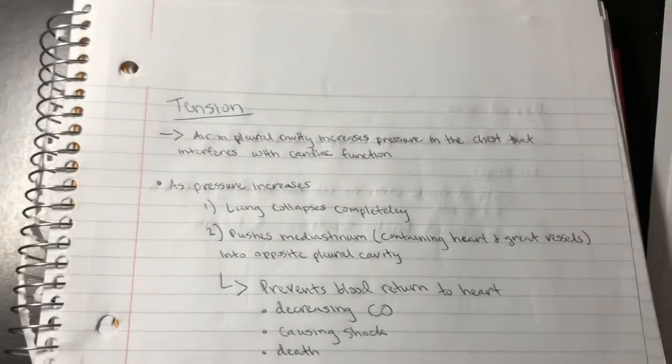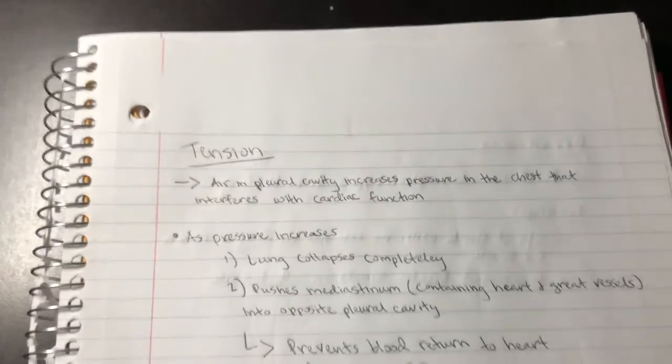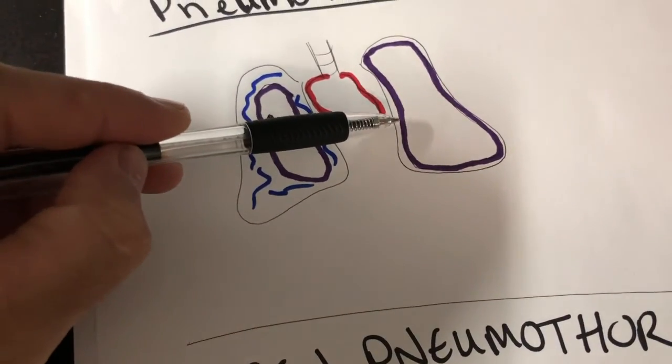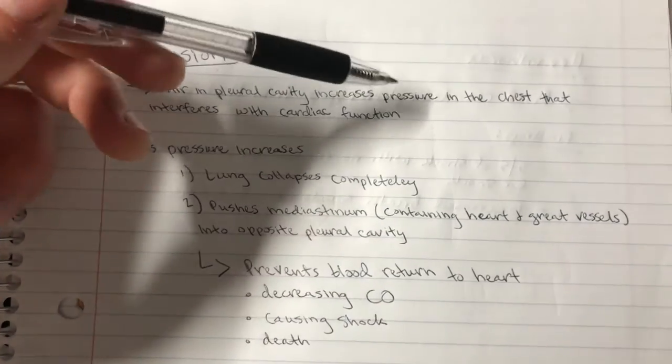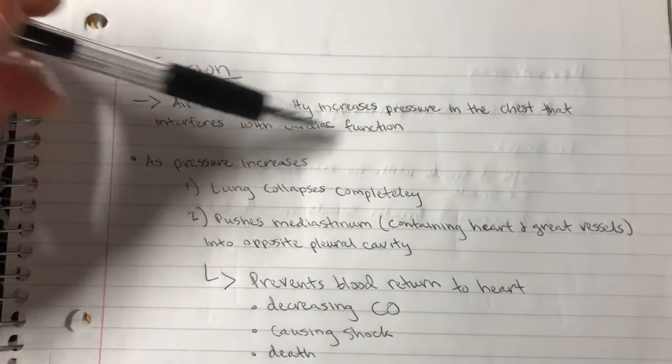Next, tension pneumothorax. That is when there's air in the pleural cavity. Again, going back, that's this area right in here. Air accumulates and increases the pressure in the chest so that it interferes with the cardiac function.